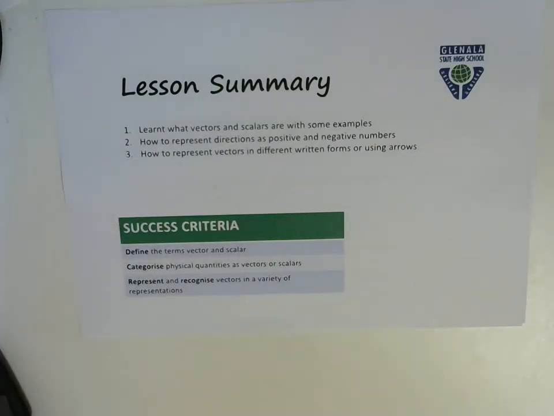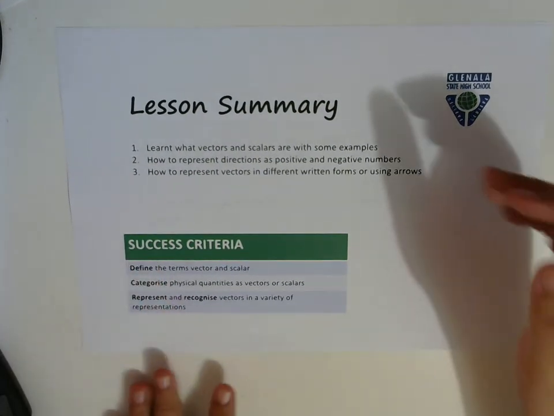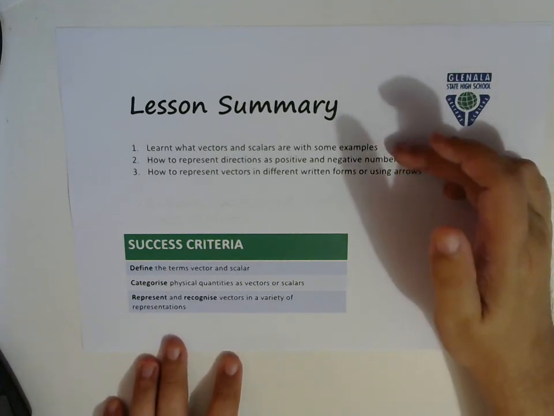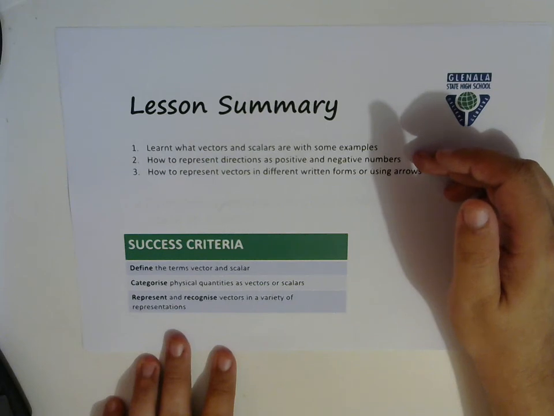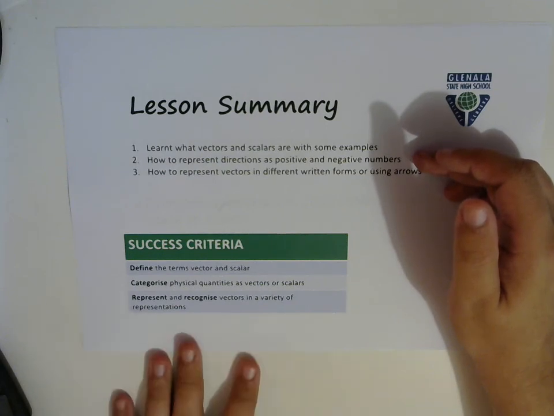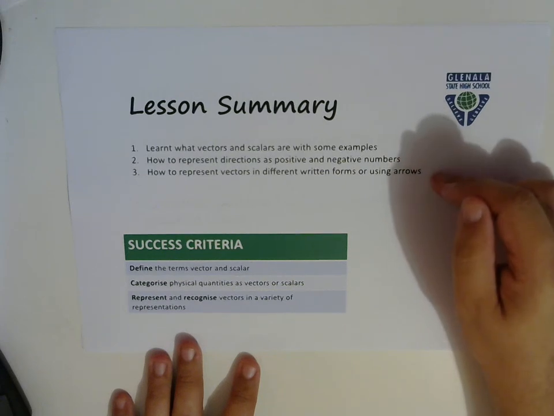Okay, that's the end of our first lesson, so let's have a quick summary. In this video you've learnt the following: firstly, what vectors and scalars are, and we've got some examples for them. We've learned how to represent directions as either positive or negative numbers by convention. And then finally, how to represent vectors in different written forms or using arrows.